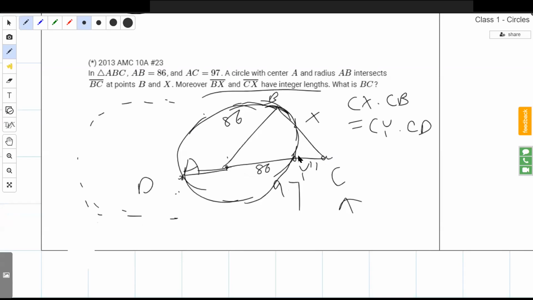This right here is probably one of the biggest mistakes that you'll see. Instead of doing CD, they'll just do CA. Many people do CA instead because there's no convenient point that is just on the opposite side of the circle. Make sure that when using power of a point, all of these points are on the circle except for the point that you're taking the power of.